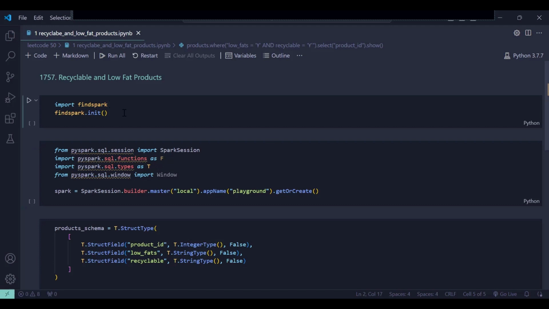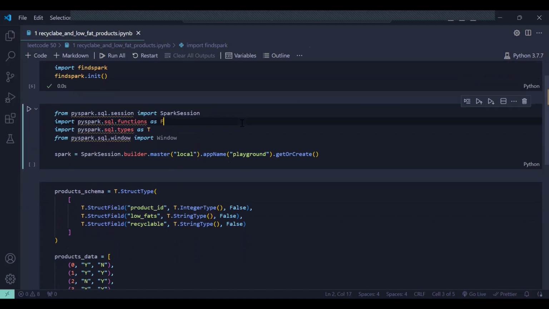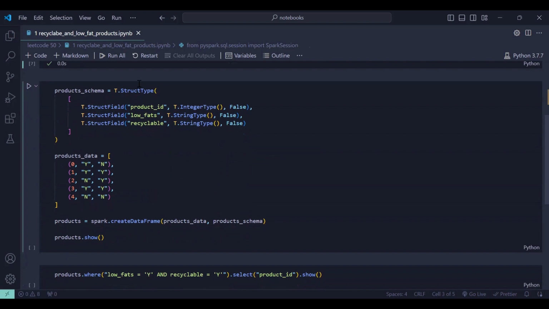These are the boilerplate code: finding PySpark and initiating PySpark. Run it, and then I'm initializing the Spark session and importing all the functions, the types, the window functions, and everything. This is just boilerplate code which I do in every notebook. Then I have constructed a schema for the table, which has 3 columns: product ID, low fats, and recyclable.